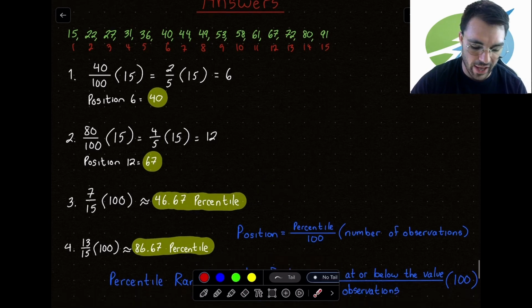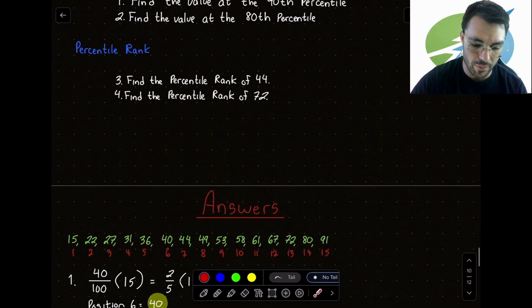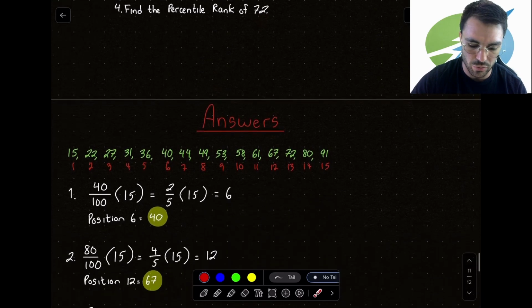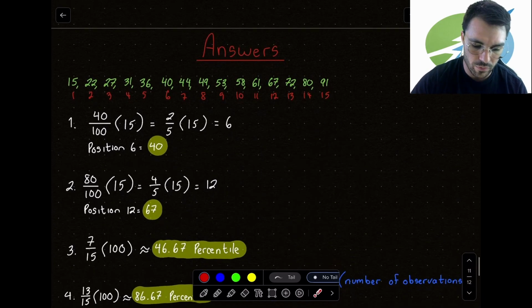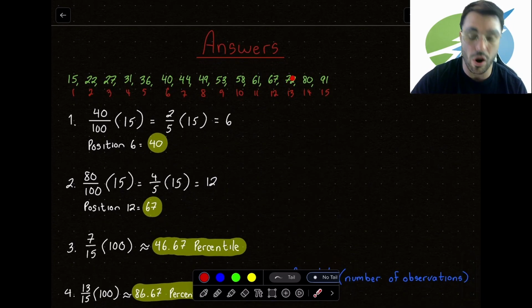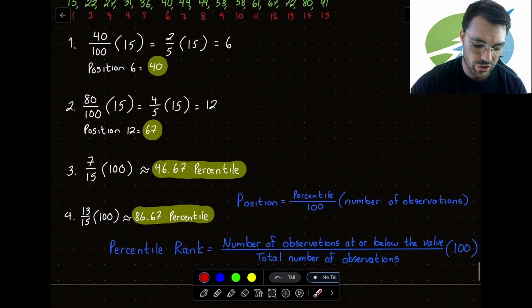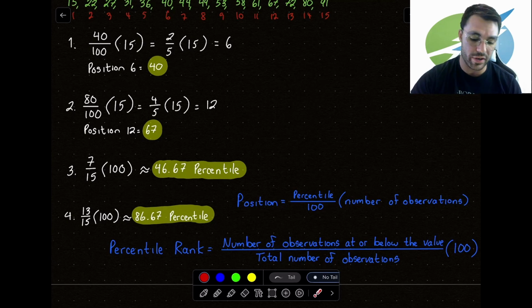All right. And the last question, find the percentile rank of 72. Okay. So 72, there are 13 observations at or below 72. So that's where the 13 in our numerator comes from. There are 15 observations in total. 13 divided by 15 times 100 is roughly 86.67. Therefore, it is the 86.67th percentile.